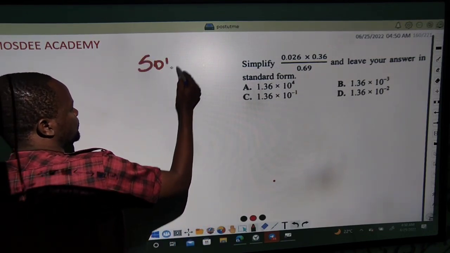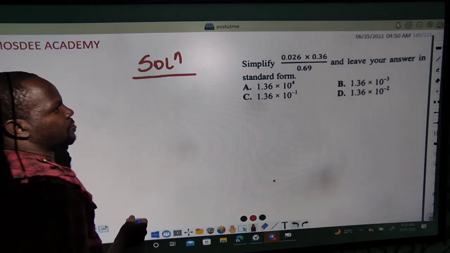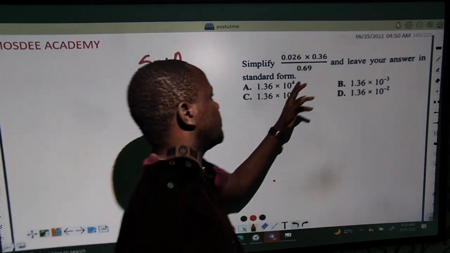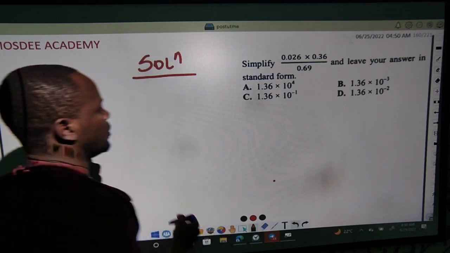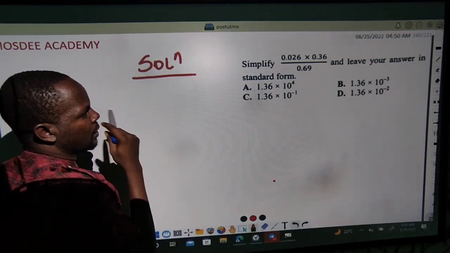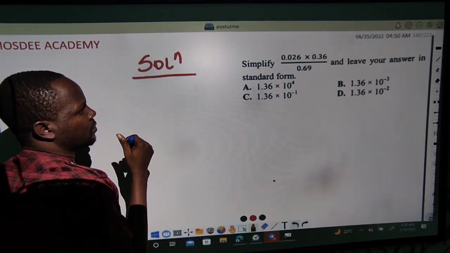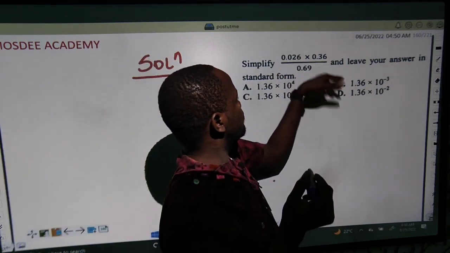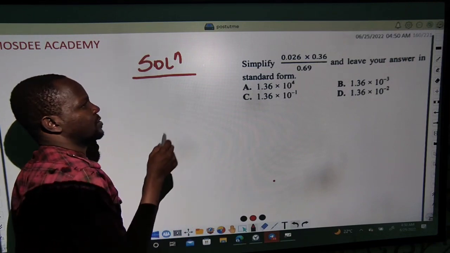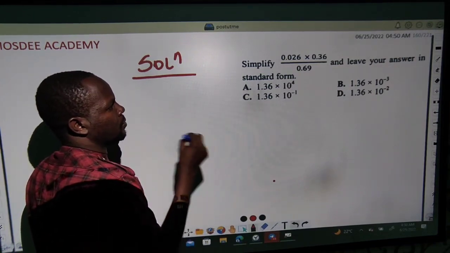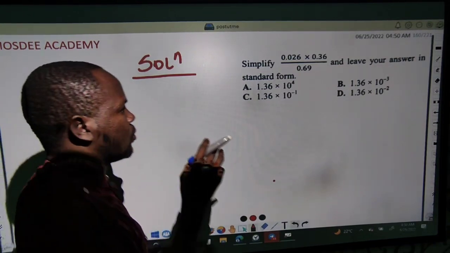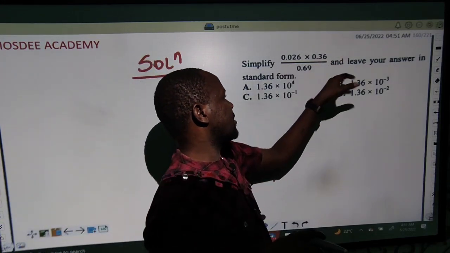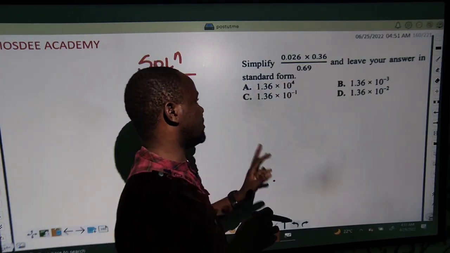Then we have to simplify. Solution will be this. Simplify this times this, multiply whatever, divided by that. So just use your calculator. And if a calculator is not given, it's a kind of standard form stuff. 2.6 times 10 power minus 2, 3.6 times 10 power minus 1, 6.9, then you cut. You now go with 26 times 36 divided by 69. So that is the way to do this.